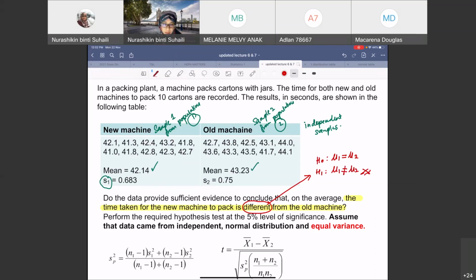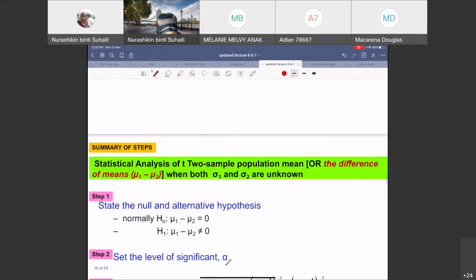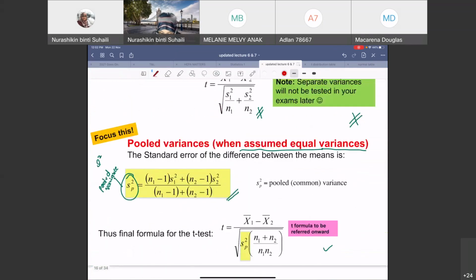Perform the required hypothesis test at 5% level of significance. So alpha is 0.05. Assume the data came from independent, normal distribution, and equal variance. So this means pool variance. Remember when we talked about the variance just now? This one. So you have to use this formula.